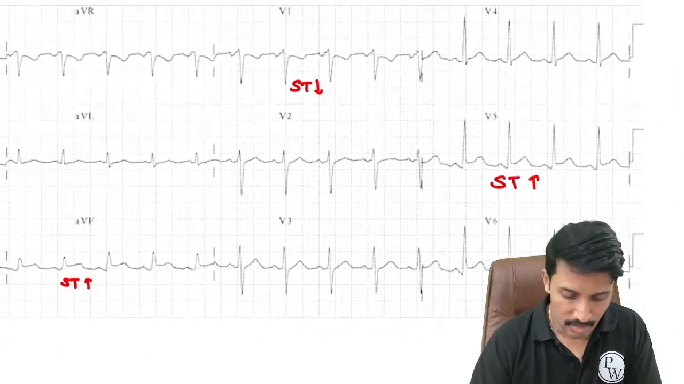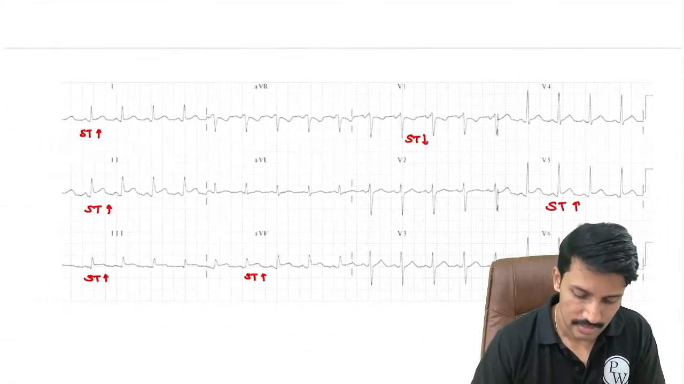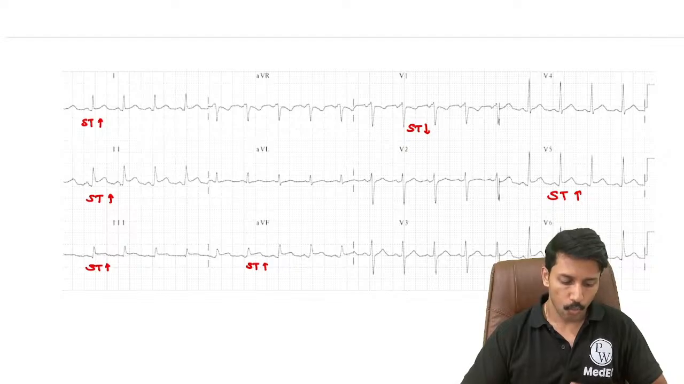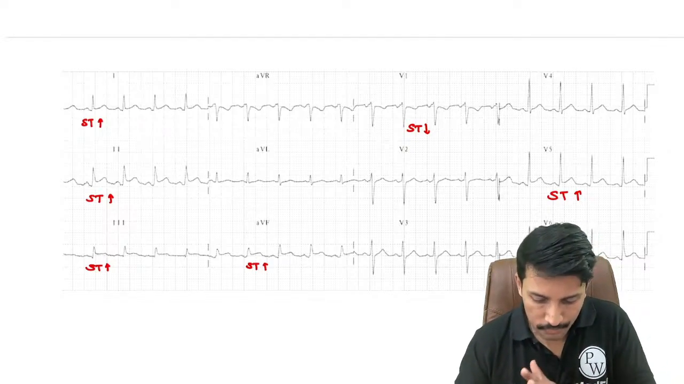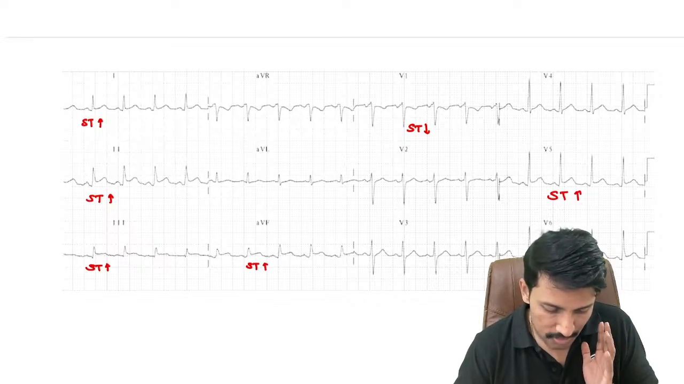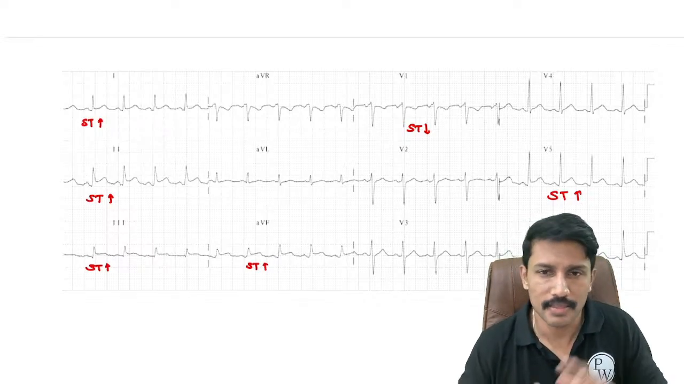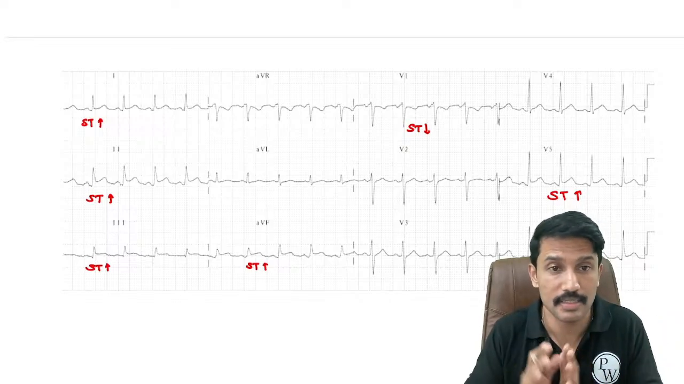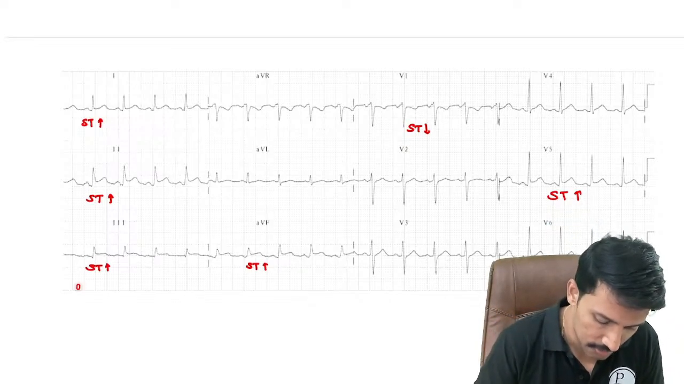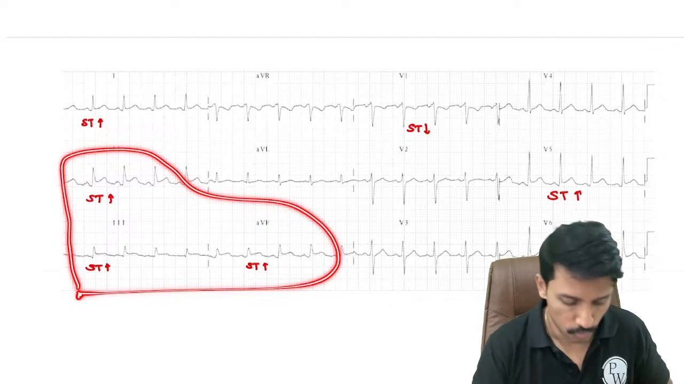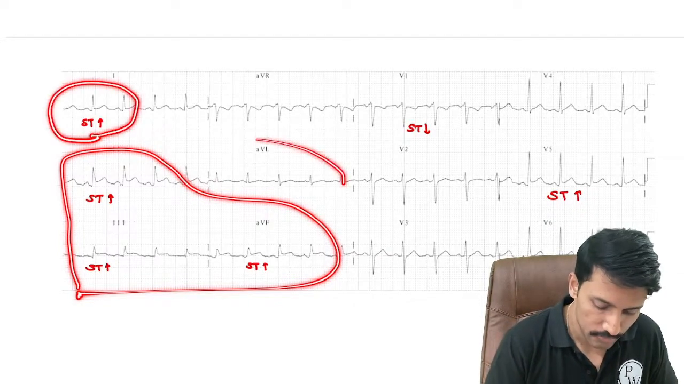Now tell me, are these typical STEMI features? Where all am I getting ST elevation? 1, 2, 3, AVF, V5, V6 and ST depression in V1. What do you think this is? Is it a typical STEMI? If it was a typical STEMI, remember, if I'm getting ST elevation in 2, 3, AVF, what should happen to 1 and AVL?